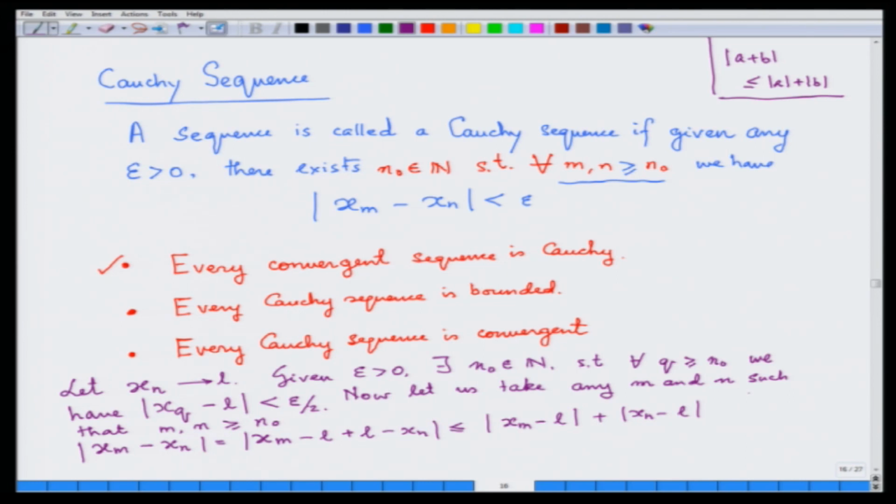But I have taken m and n such that m and n are bigger than n naught. So, for this n naught, x of m, because this is one of the q's, is strictly less than epsilon by 2, and x of n is also strictly less than epsilon by 2. So, finally, it will make me conclude that |x_m minus x_n| is strictly less than epsilon for all m and n bigger than n naught. Hence you have shown that this sequence is a Cauchy sequence, which is of very fundamental importance.